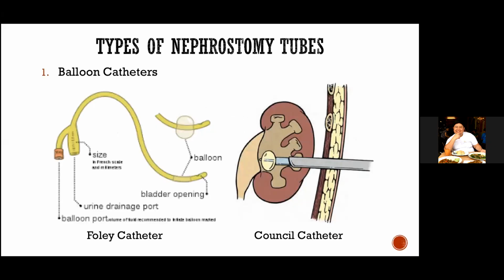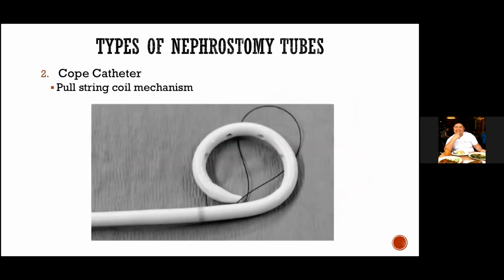One is balloon catheters. So we have the Foley catheter, the one we usually see as ureteral catheters in the hospital, and the council catheter. So the council catheter has an advantage because you can put a small caliber catheter into the tip to extend it into the ureter for better anchoring. Then retention balloon, which is usually at 5 ml, should not be fully inflated, and saline or water should be used to inflate it. Next, the Cope catheter.